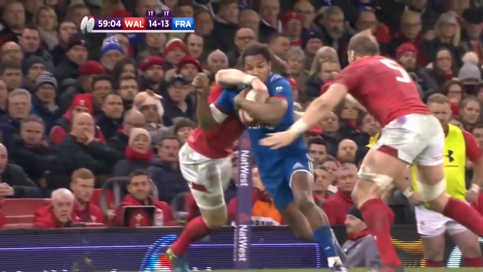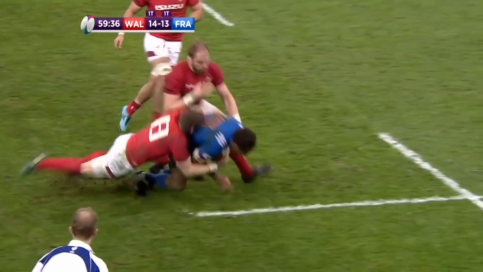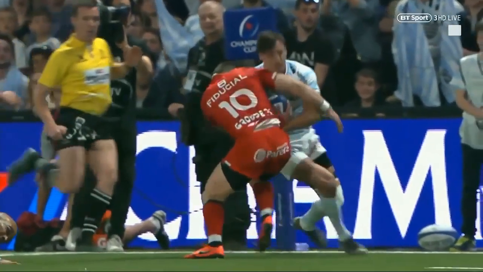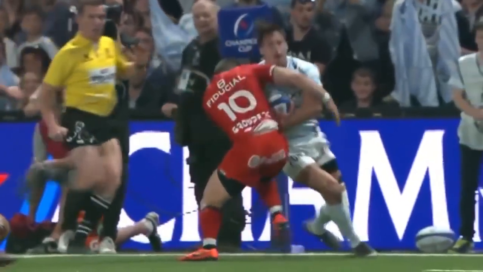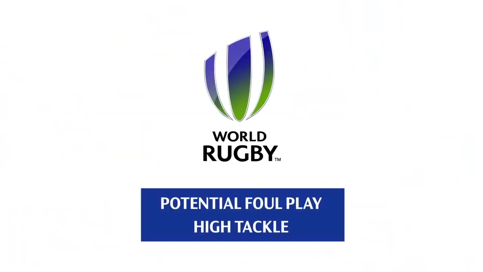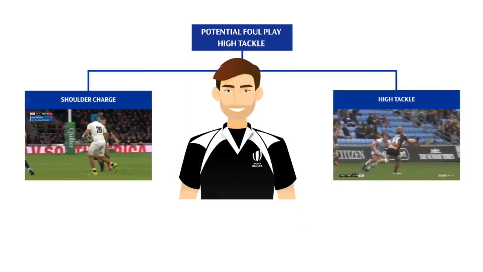This framework underpins World Rugby's objective of reducing the risk of head injuries by stimulating player behaviour change from high-risk tackle situations towards safer and lower tackle technique. How does it work? When considering a potential high tackle, match officials must first determine whether the tackle is a shoulder charge or a high tackle.